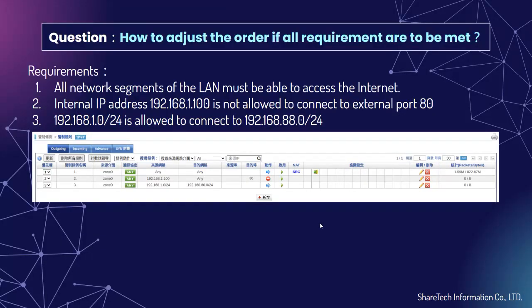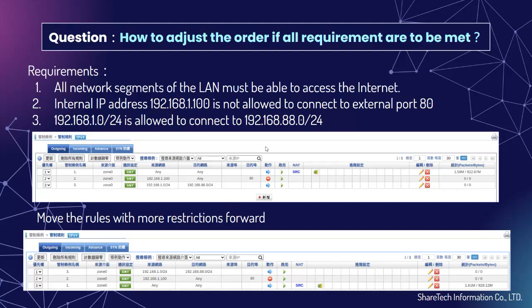We have just completed all the requirements, but the rule actually passes on the first one because it is set to any, which cannot simultaneously meet all the requirements. Then, how to adjust the order if all requirements are to be met?